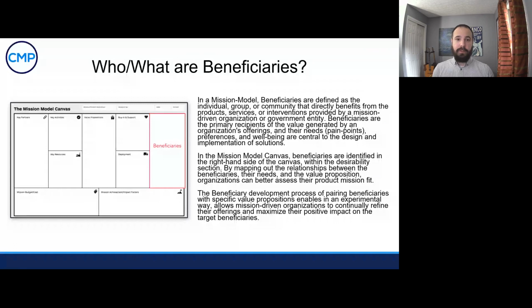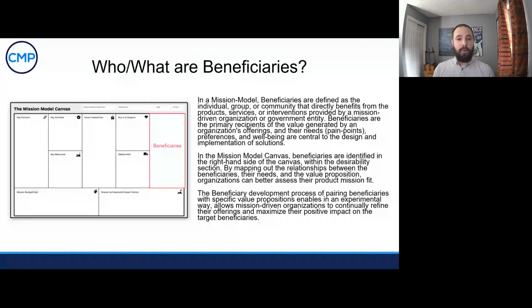So here's the definition. In a mission-driven model, beneficiaries are defined as the individual, group, or community that directly benefits from the products, services, or interventions provided by a mission-driven organization or government entity. Beneficiaries are the primary recipient of the value generated by organizations' offerings, and their needs, pain points, preferences, and well-being are central to the design and implementation of solutions.